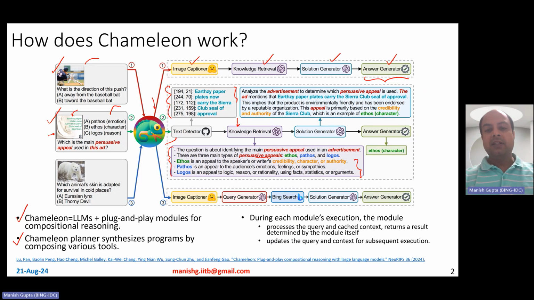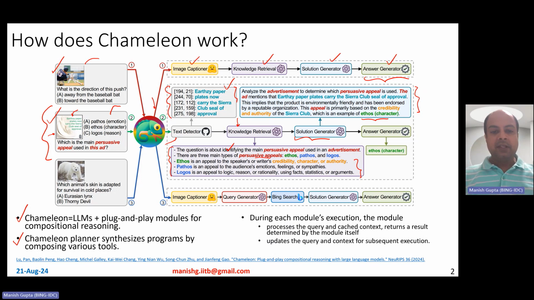Now, solution generator basically takes all of these. So, by the way, the next few modules in the pipeline basically make use of the outputs of the previous few modules. So the solution generator is going to take all of this stuff, right? The text generated, the knowledge retrieved, and of course, the original input, so as to generate this kind of a solution. And then the answer generator, of course, is rule-based, which essentially just tries to figure out what is the matching answer in the solution which is generated.